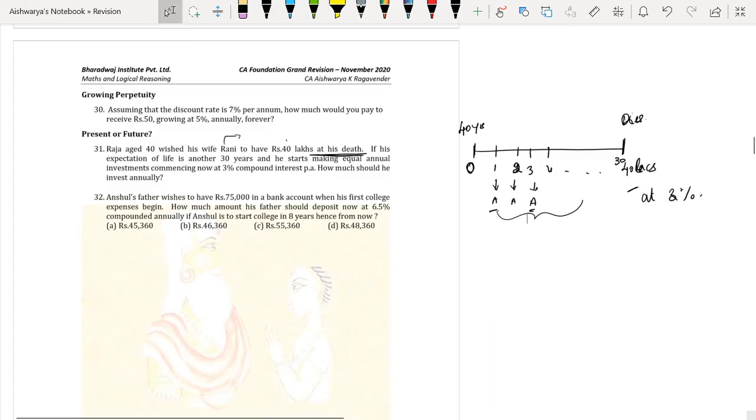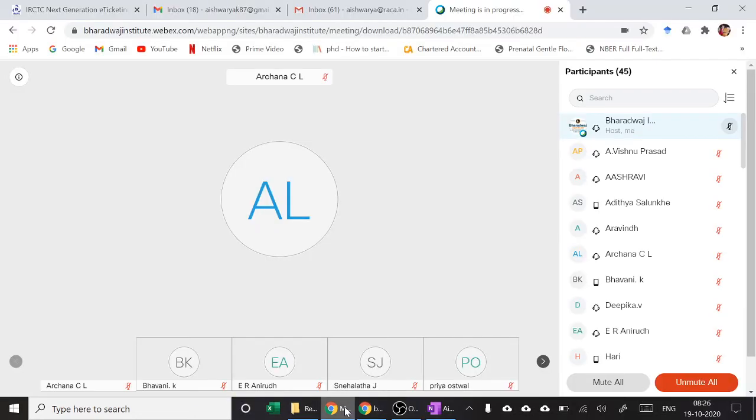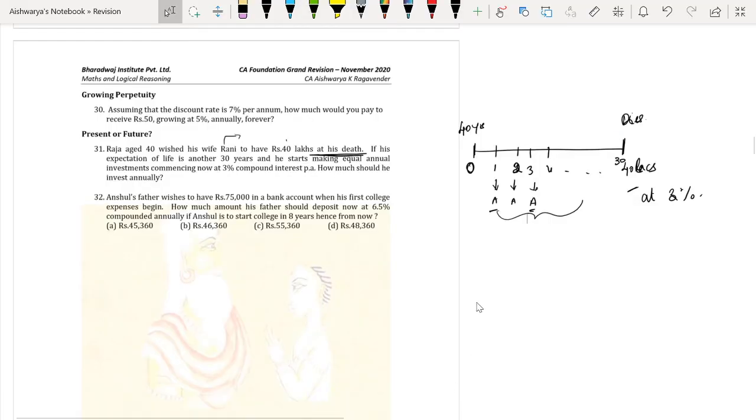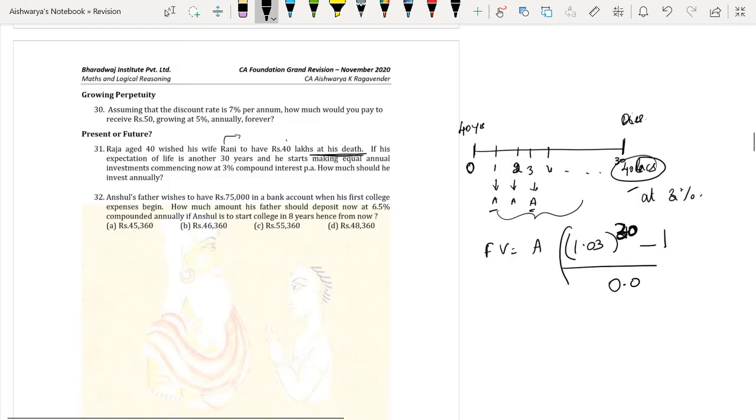Anybody wants to volunteer? FV formula, very good. Because you need to have the lump sum in the future, not in the present. So in the FV formula, it is A into 1.03, the whole power n, where n is 30 years, minus 1, divided by i, which is 0.03. So in this FV, you will substitute 40 lakhs. Are we clear?